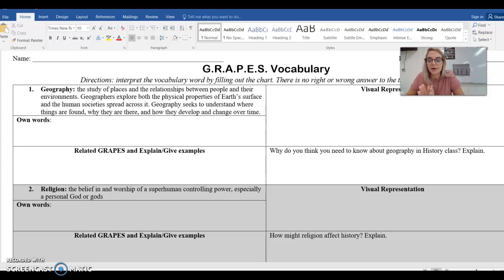All right, guys. For my world history classes, we are going to do our vocabulary like this for the rest of the year. So I'm going to do a video to kind of walk you through how to do a vocabulary chart. All right, so for this first vocabulary, I gave you the definitions because the definition of geography can be so obscure, the definition of religion. So I found a good definition that I wanted you to put down. So I gave you the definitions this time.